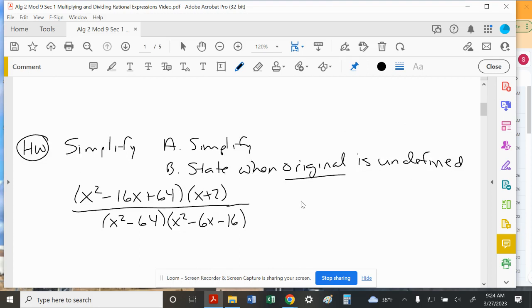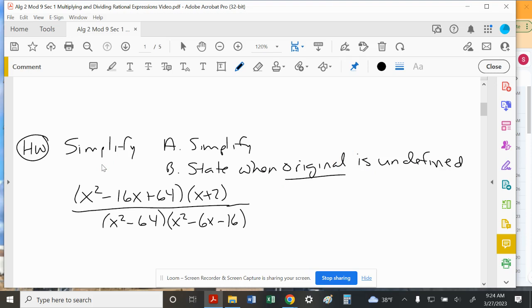Okay, so we're going to go ahead and work on our first problem. That is to simplify an expression. So we have x squared minus 16x plus 64 times x plus 2 over x squared minus 64 times x squared minus 6x minus 16. Now, anytime we're trying to simplify, it's important to make sure that you factor everything down as much as possible and then cancel anything that could potentially be canceled. And that's for part A. Then part B, we want to state when the original rational expression is undefined, and I'll explain that as we get to it.